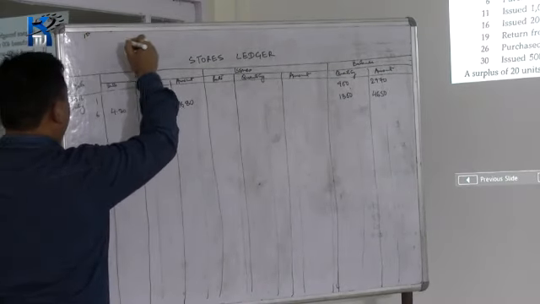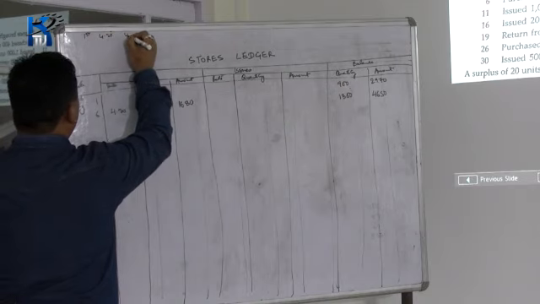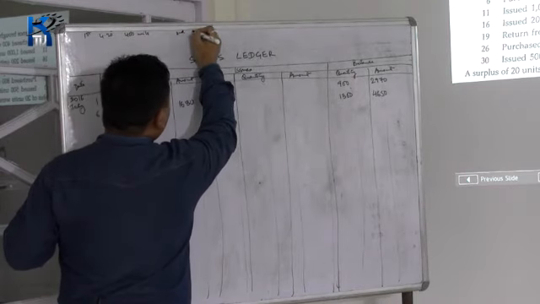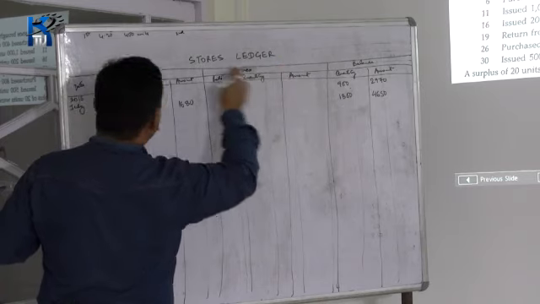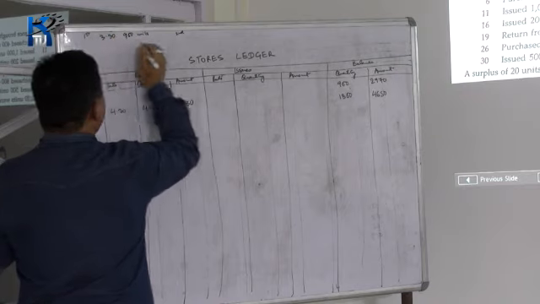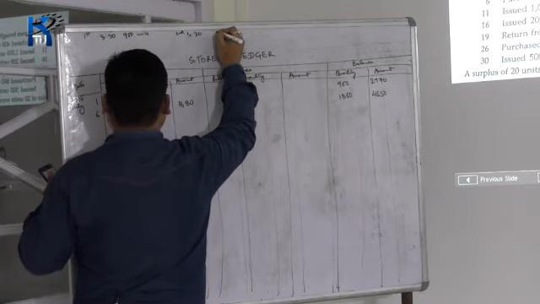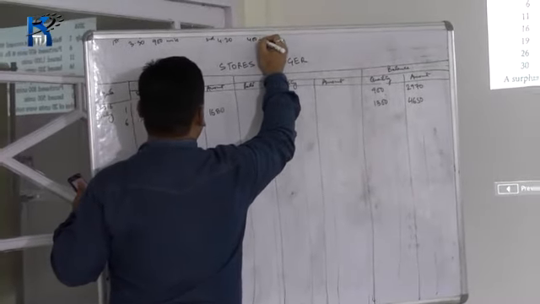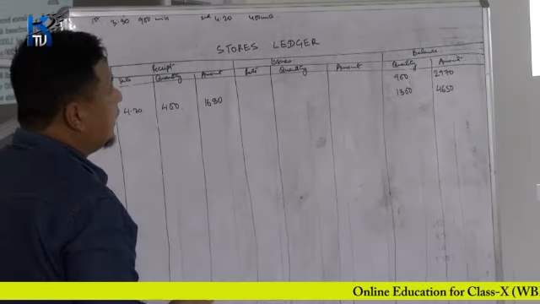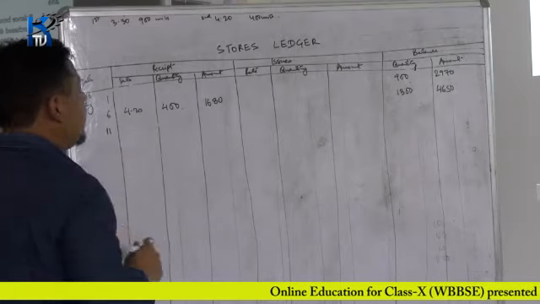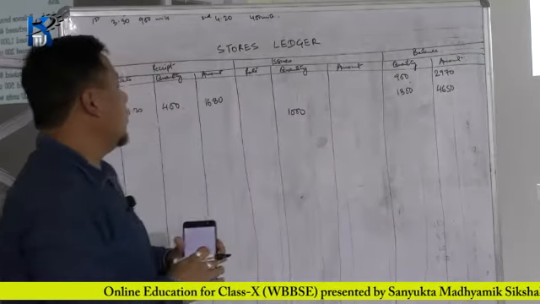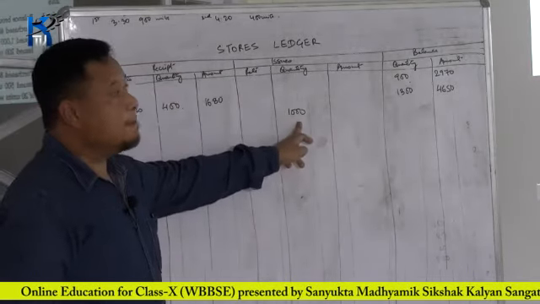First is 900 units of 3.30. Second is 4.20, 400 units. Now, on the 11th, 1000 units are being issued. So on 11th, you have issued 1000 units.